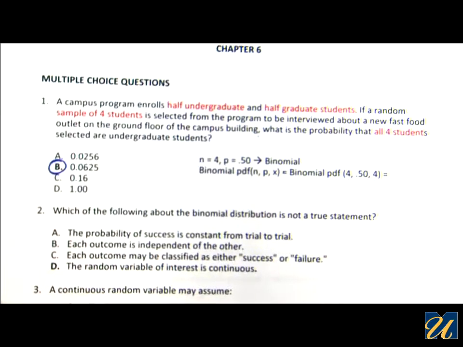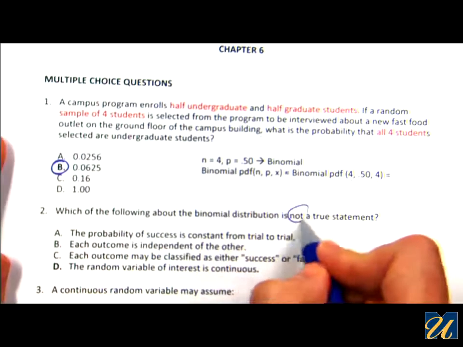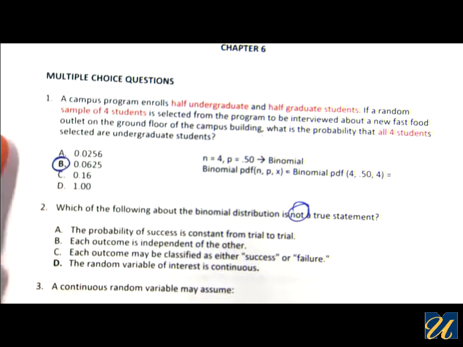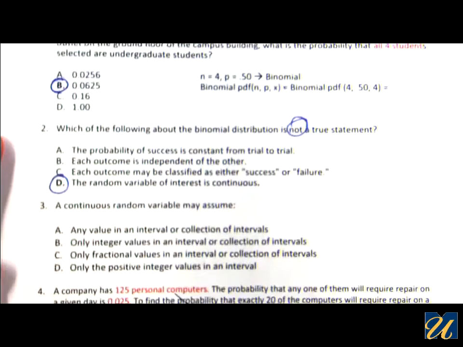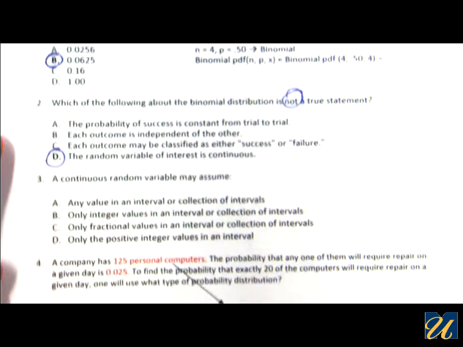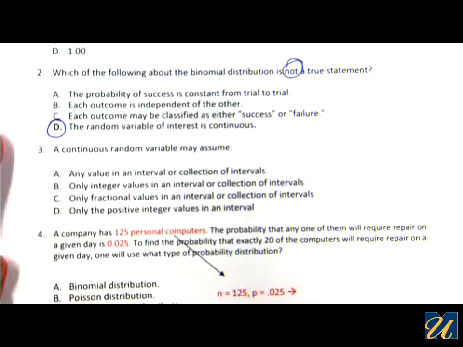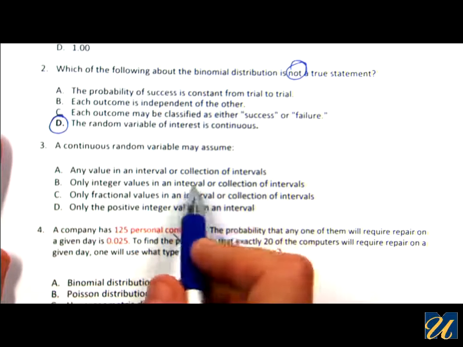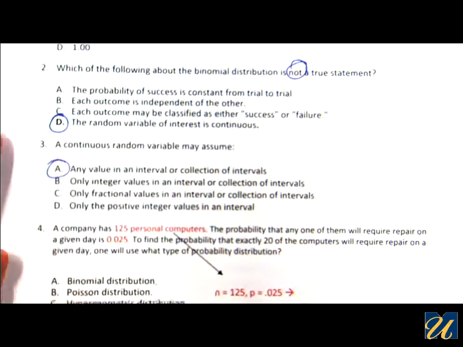Which of the following about the binomial distribution is not a true statement? The correct answer in this case would be D. The random variable of interest is continuous. That is not correct. It is discrete. A continuous random variable may assume any value in an interval or collection of intervals.